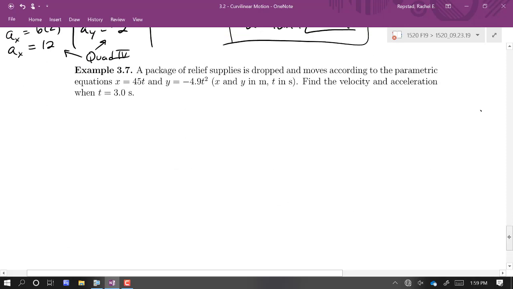Okay, let's do another one. They give us some parametric equations. We have units in this one, nice, meters and seconds. We want both the velocity and acceleration vectors. So maybe let's work with the x function first.